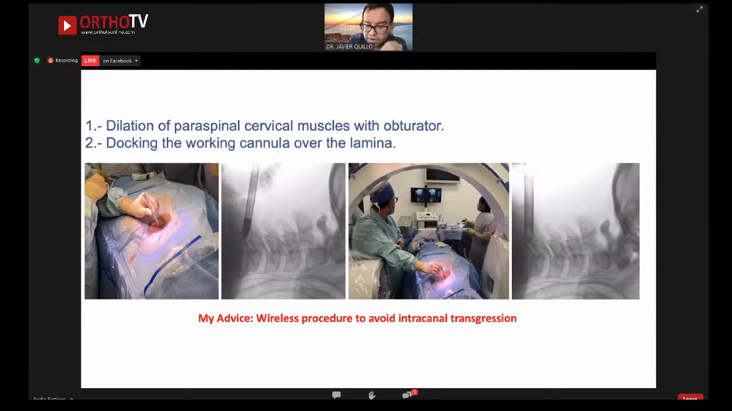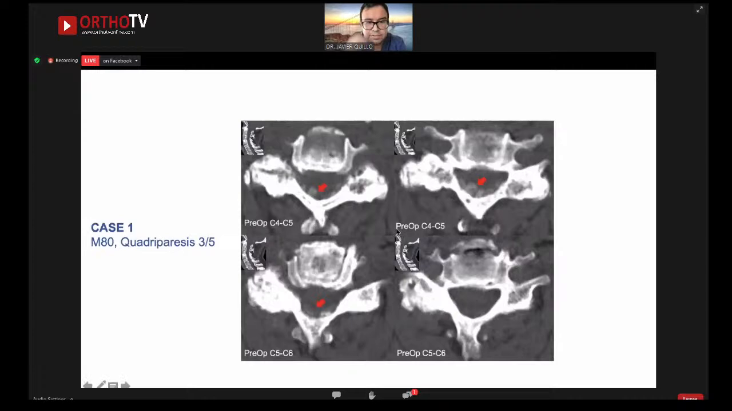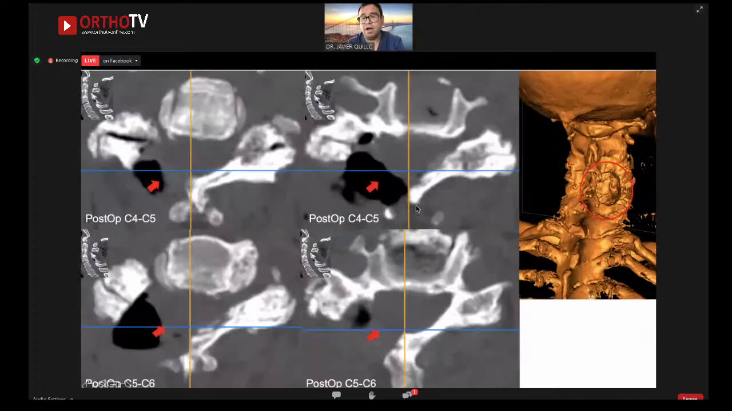This is a case example of decompression of the cervical spine in a patient of 80 years old with severe quadriparesis. You can observe calcification of the ligamentum flavum at C4, C5, and very severe foraminal stenosis on the right side. And after the procedure, you can observe how we respect the contralateral lamina, but we decompress the central canal.